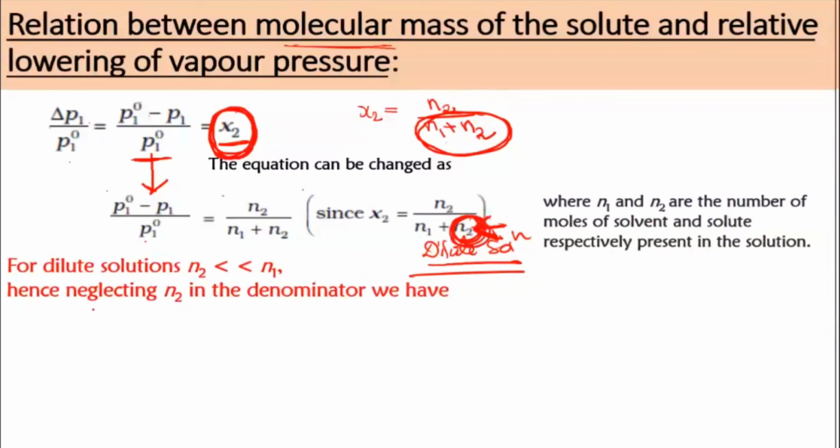So in neglecting this N2 in the denominator, then what will be left out? This whole thing will go out, no? So what will be remaining? P1 naught minus P1 divided by P1 naught is equal to only this N2 and N1 will be remaining. Yes, it is there, but compared to them, it is very less. So you are getting a value as 0.00 something, which you can ignore.